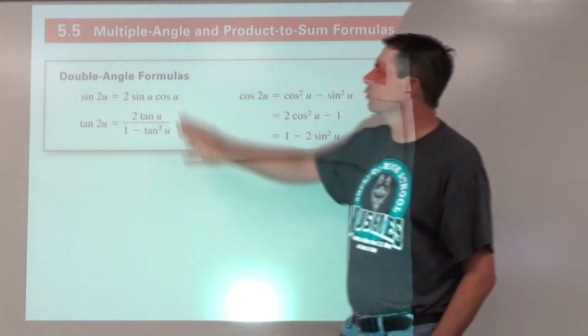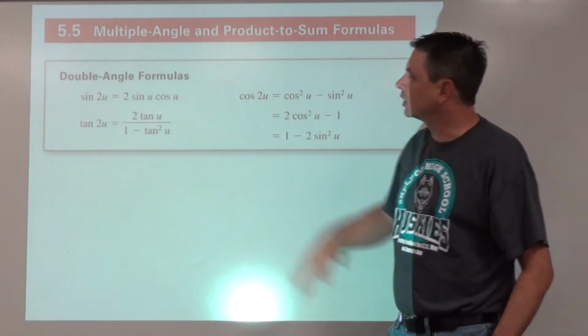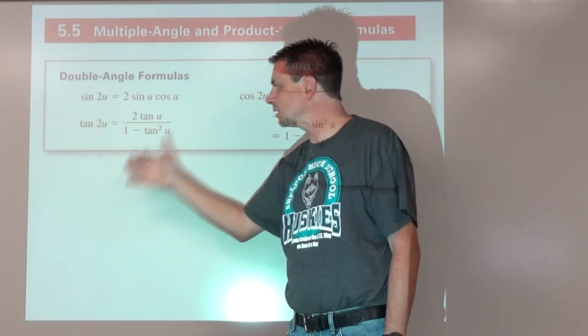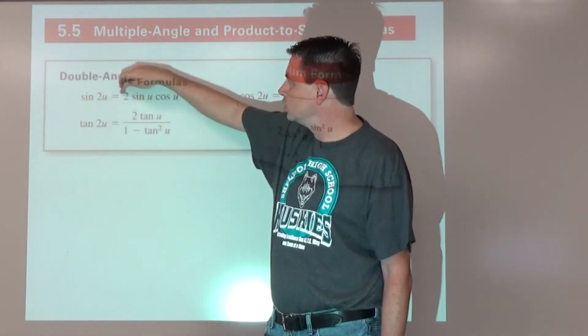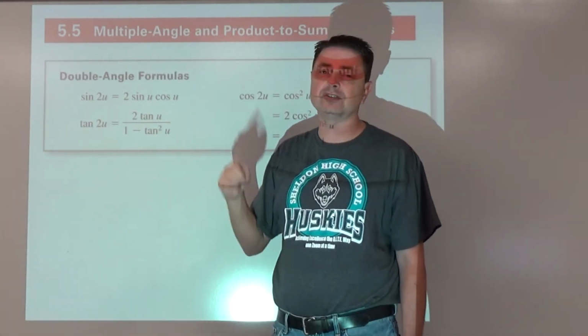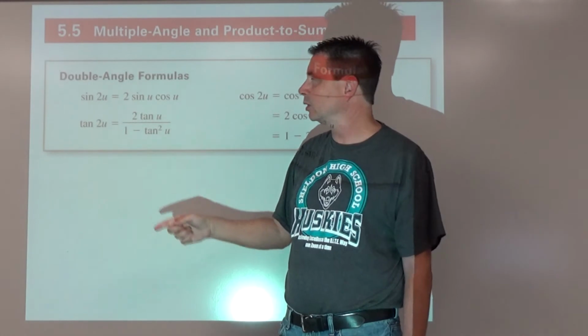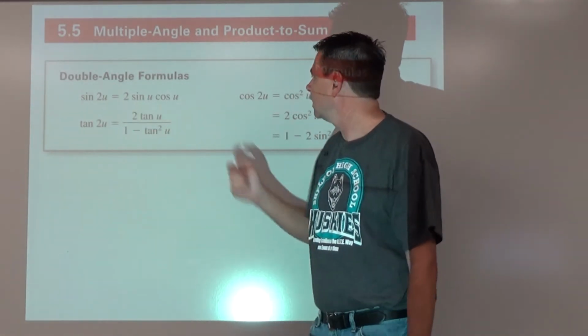All right, 5.5, we're going to focus this part on the multiple angle part. Our double angle formulas, watch out. So this is sine of 2u is 2 times sine u times cosine u. That is only for sine 2u. There is not a similar one for the sine of 3u. It doesn't work that way.